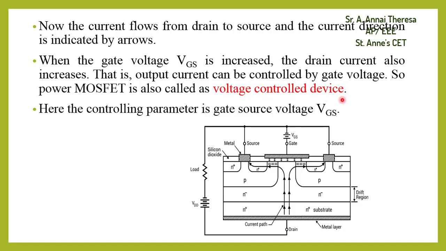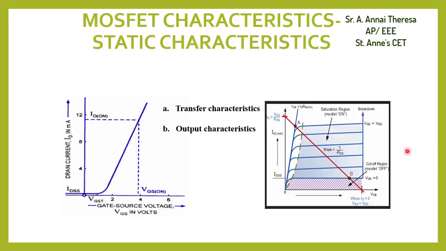Why is the power MOSFET called a voltage controlled device? Since the output current is controlled by the gate voltage, it is called a voltage controlled device. It is important. So here the controlling parameter is the gate source voltage.